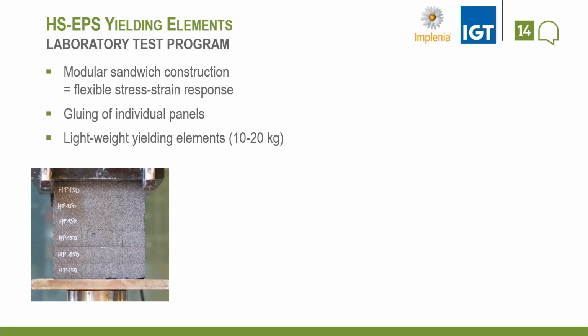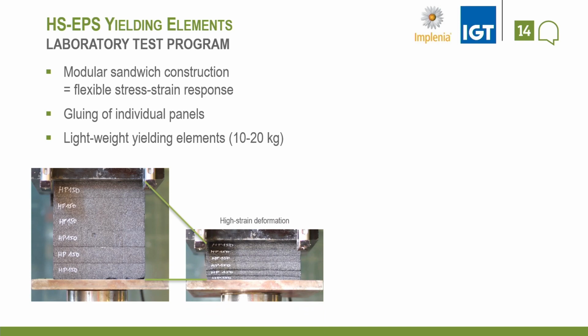In the next step, we started a research project on a larger scale. We produced panels with 5 centimeter thickness, glued them together, and we could produce a really lightweight yielding element with 10 to 20 kilogram, depending on the configuration and the size which is needed. And we saw that the yielding elements are capable to take the high strains.